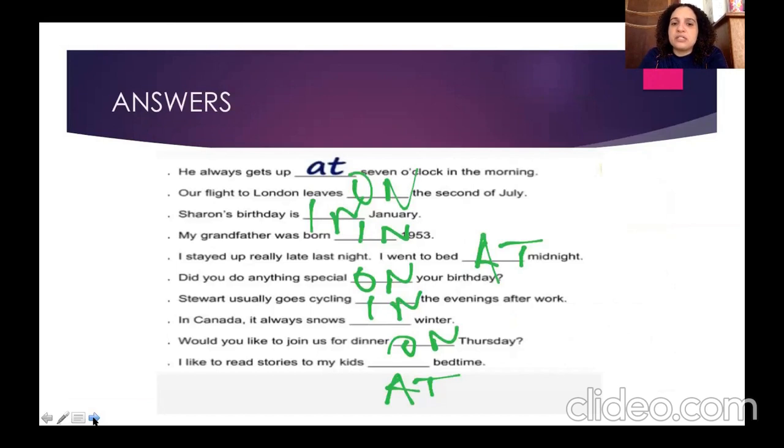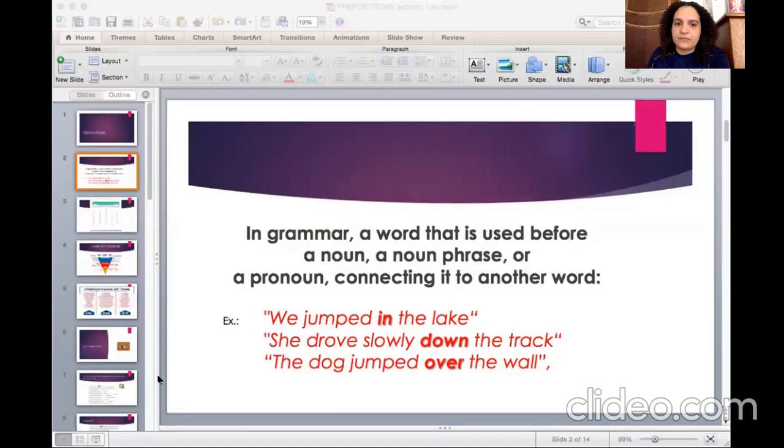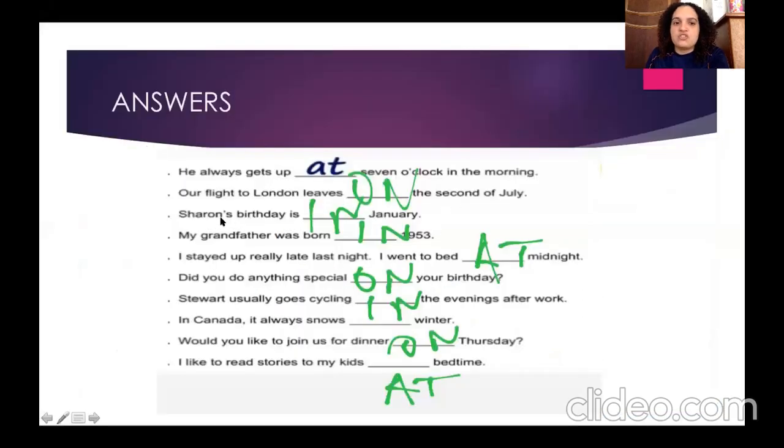Our flight to London leaves on the 2nd of July. It's a complete date, okay? So that's why I use on. Sharon's birthday is in January, just the month. My grandfather was born in 1953, just the year. I stayed up late, really late last night. I went to bed at midnight. It's the hour.